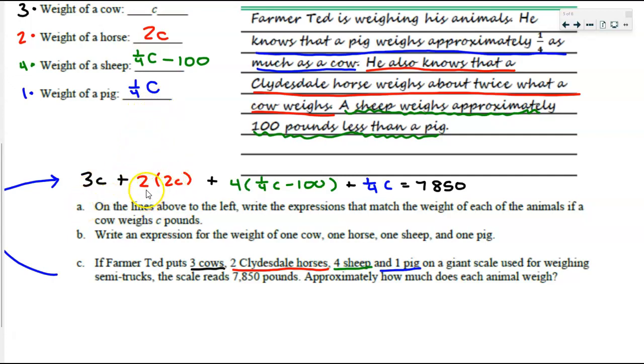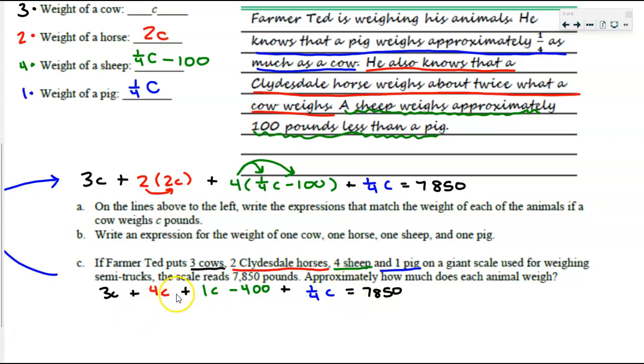Part of our solving is that we have to simplify first. So the first thing I'm going to do is recognize that if I have 2 groups of 2C, that's going to be 4C. I don't want to forget about my 3 cows. They're still part of the problem. What is 4 groups of 1/4 of a C? What's 4 times 1/4? 1. That's 1C. Plus, I also have 4 groups of subtracting 100. That's going to be? Brayden, how's it coming? Okay. Plus, I also have this extra 1/4 of a C. And all of that is equal to 7,850.